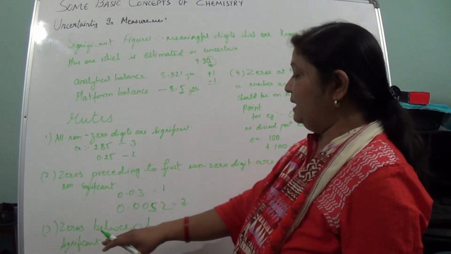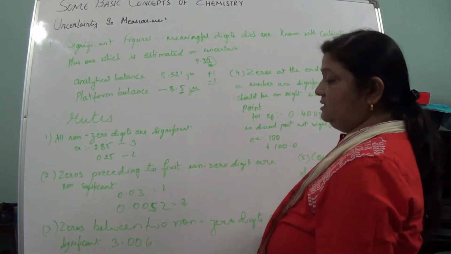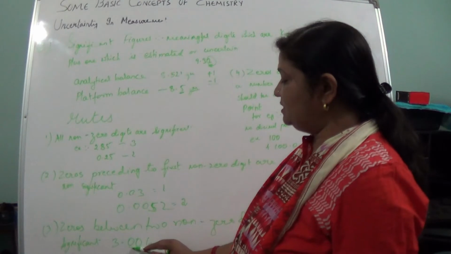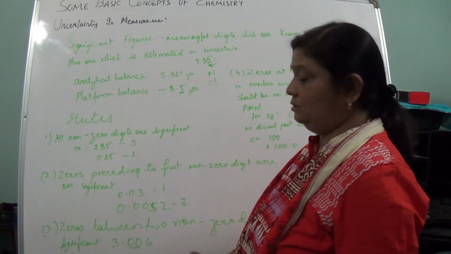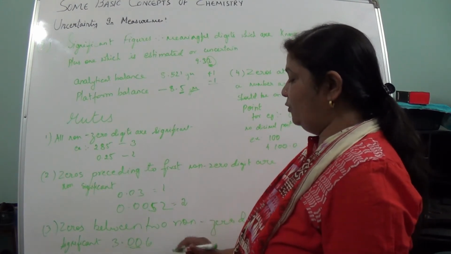Now coming to the next rule: zeros between two non-zero digits are significant. It means the zero coming over here is also significant because it is between two non-zero digits. So how many significant digits over here? 1, 2, 3, 4.